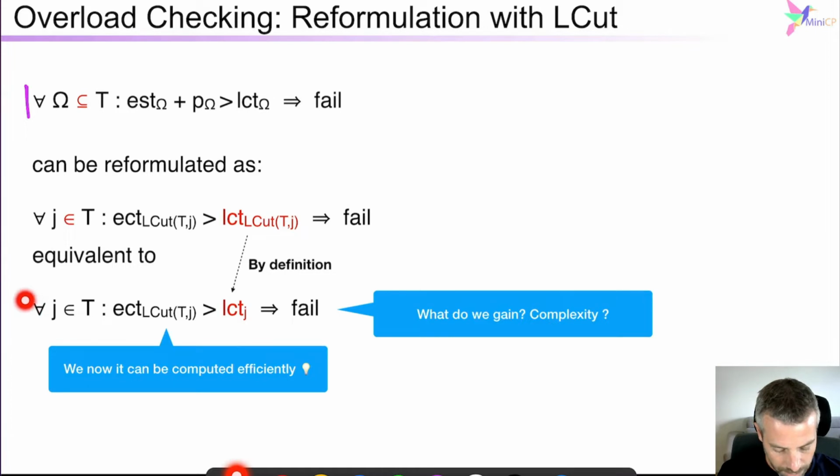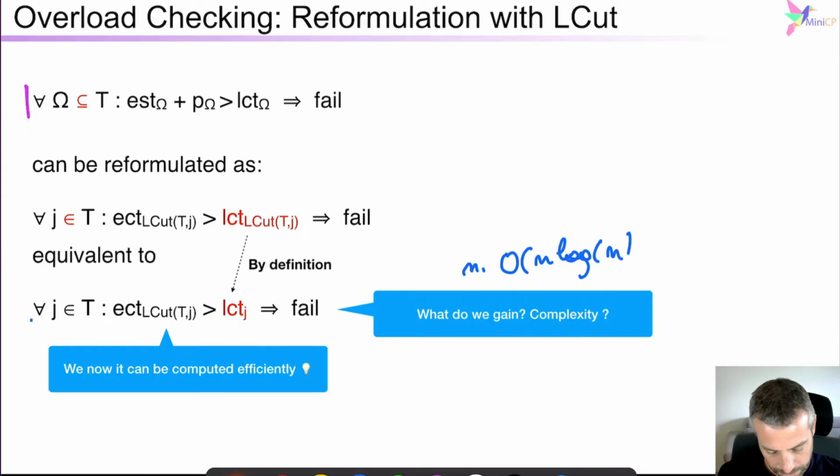And what is nice to see there is that now we only have to verify it for all J in T, and this is less than for all subsets of activities in T. So we can already see that here we gain a lot because we are moving from an exponential number of checks to a linear number of checks. And the earliest completion time of a set of activities, we already know how to compute it efficiently with the theta trees. So overall, the time complexity for this is n times order of n log n.